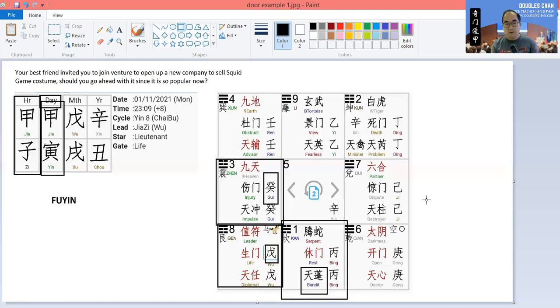And this is supported by the fact that this is a Fu Yin chart. So generally, when we talk about a Fu Yin chart, I will not recommend anybody to go into this particular decision making using a Qimen Dunjia chart. So in this case, moving forward, I would highly recommend not to go ahead with it. So we would not be going into this particular venture for this Squid Game costume. So this is the basic idea of how we look at this achievement chart to decide whether to go ahead in this particular business venture.